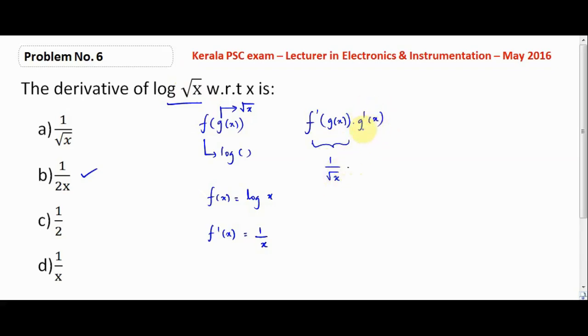G dash of x is the derivative of g of x, and g of x in this case is root x. Therefore the derivative of root x will be 1 by 2 root x. So the derivative of the given function will be equal to 1 divided by 2 into root x into root x, that is x. So the answer is 1 by 2x.